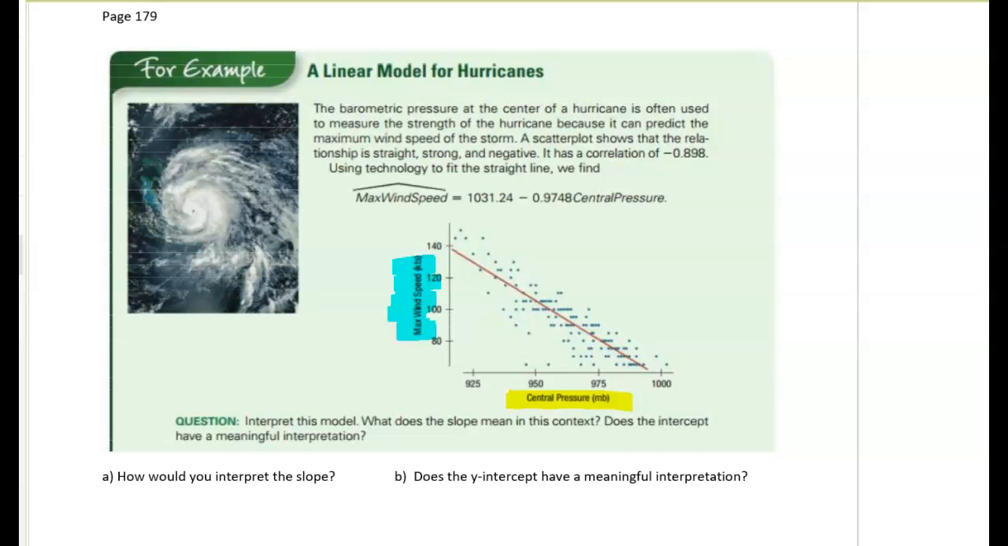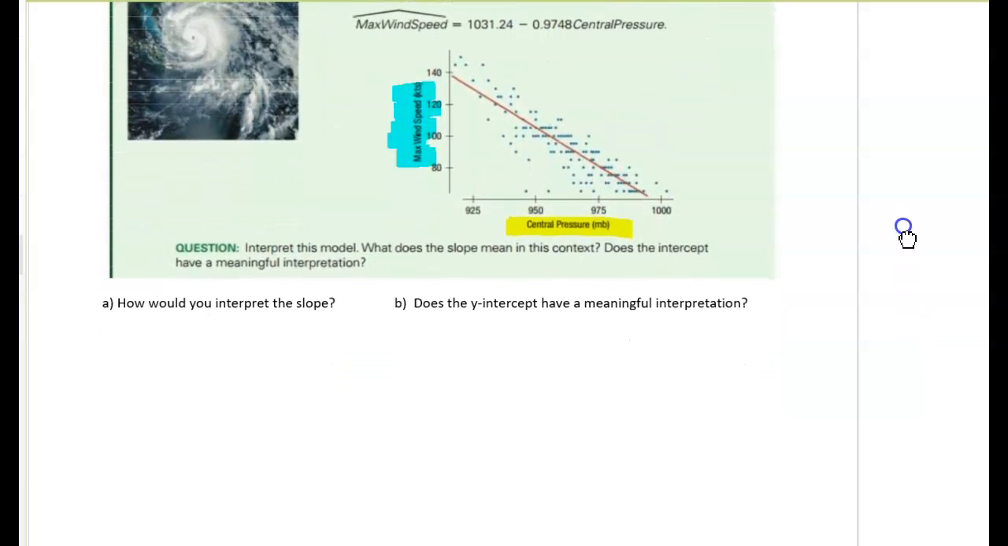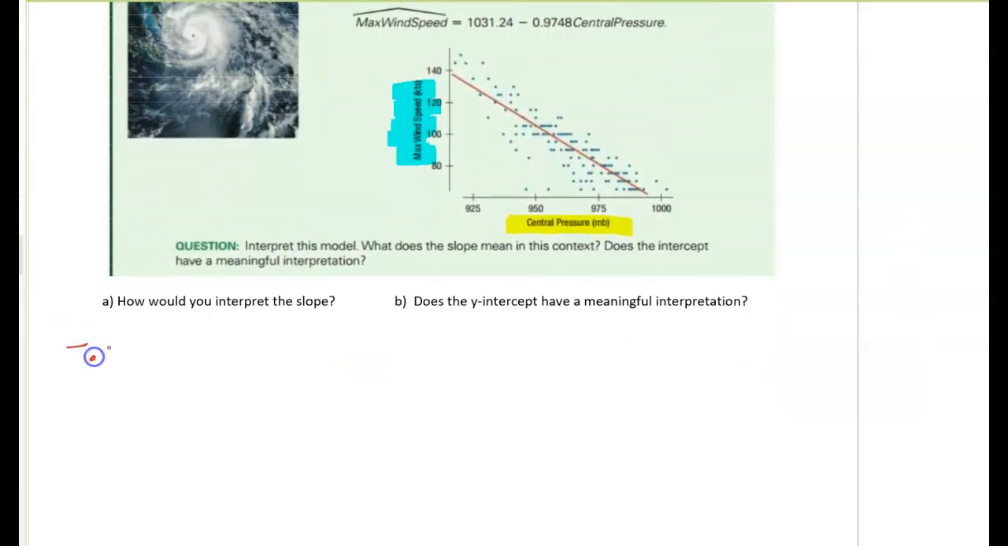So we want to interpret the slope. So I'm going to scroll up here a little bit. The slope is negative 0.9748 and I'm going to put divide by, and I like to put the 1. And then the units in the y is the speed of the maximum wind speed. So I'll put max wind speed. And that's in knots. That's called nautical miles per hour. It's similar to miles per hour. Over 1, which is the pressure. And that's measured in millibars.